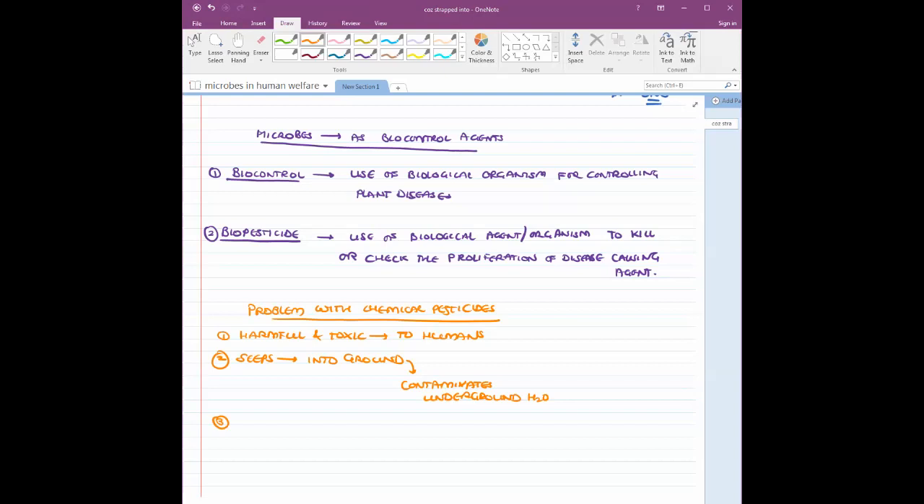But then this does not make that discrimination. It does not make a distinction who is good, who is bad. And this is going to kill all the organisms, irrespective of whether it is good or bad, indiscriminately, which is going to be really, really bad. So we don't want this kind of a situation. So that is why we are going to go for incorporation of a biological agent to control these pests.